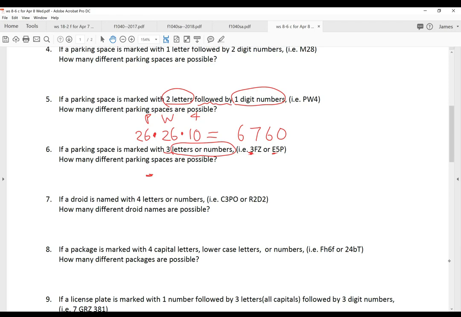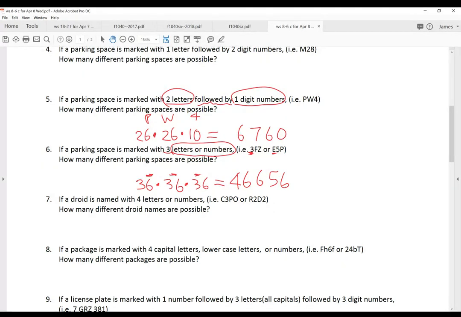So first space, it's actually 36 possibilities. There are 26 letters or 10 numbers. So you could use any of those. So 26 plus 10, there's 36 possibilities. The second space, same thing, 36. Third space, same thing, 36. So you multiply those, and this is showing work right here. And then you get a little more than 6,000. You get 46,656 different parking spaces available.